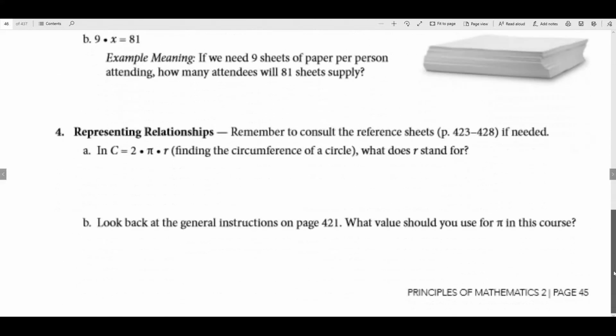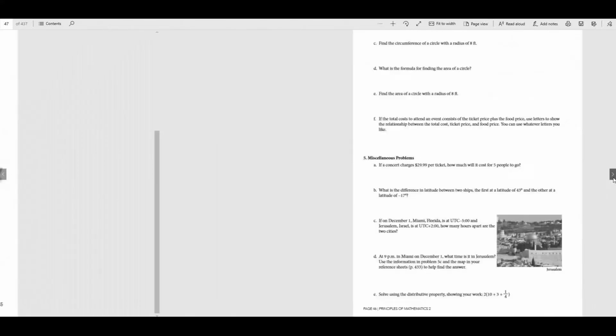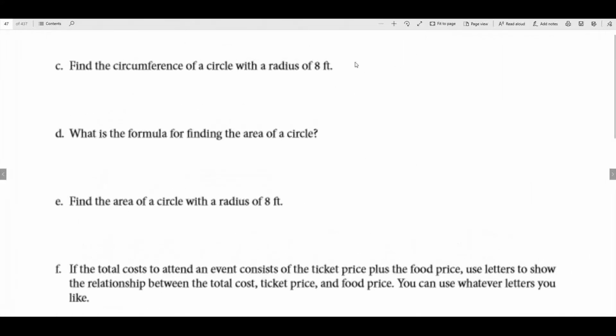Here we go. You're going to take this formula right here, C equals 2 times pi times r, and you're going to write that formula, C equals 2 times pi times r, and you're going to fill in the numbers. Now, let me see if I can just kind of do this one with you.